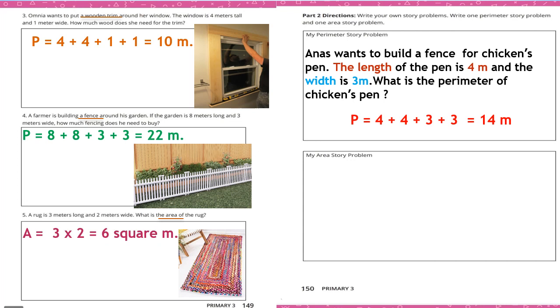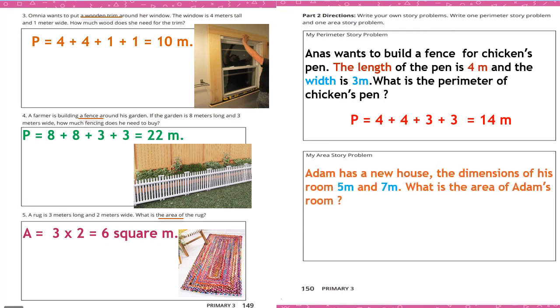Now the area story problem. Adam has a new house. The dimensions of his room are 5 meters and 7 meters. So his room is in the shape of what? We have a long side and a short side. It's in the shape of a rectangle. And the area of a rectangle equals length times width. So the area will be 7 times 5 equals 35 square meters.